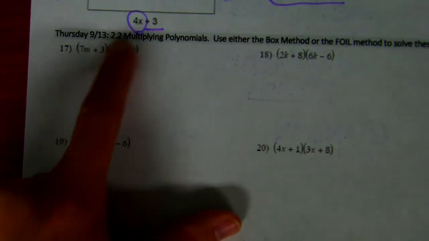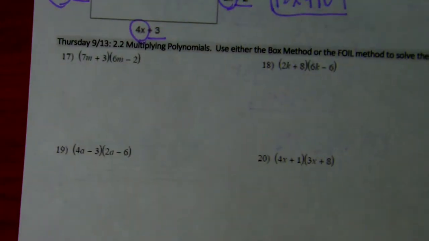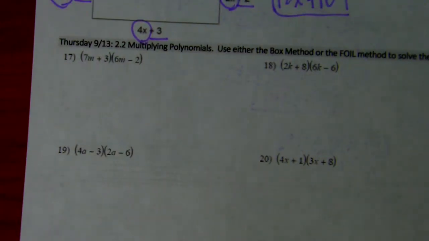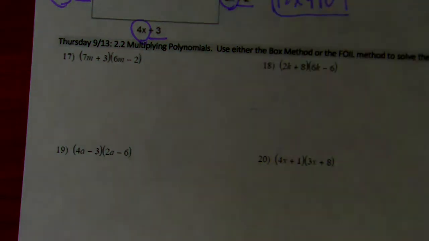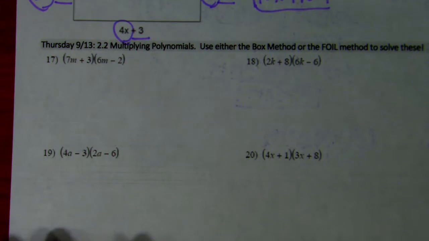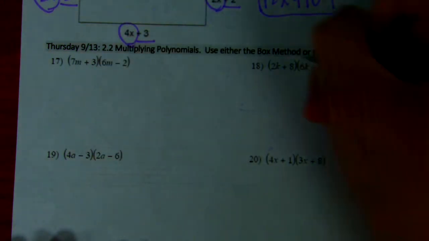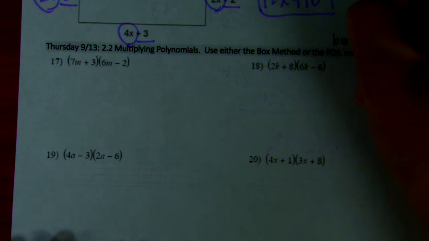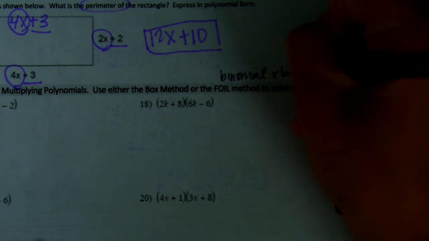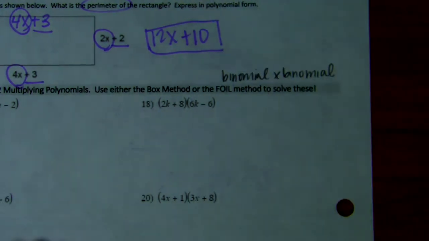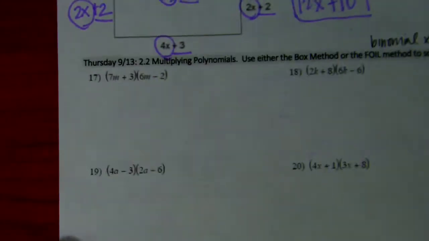Here is the Thursday multiplying polynomials homework that you can watch on Thursday night, or you can watch after you finish the packet on Friday with the substitute. Use either the box method or FOIL method to solve these. I will do 2 for FOIL and I'll do 2 for box. I'm able to do FOIL on all 4 of these because these are all binomial times binomial. You can only use FOIL with a binomial times a binomial.